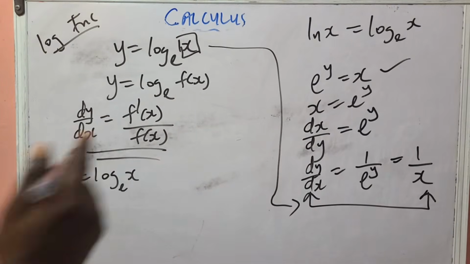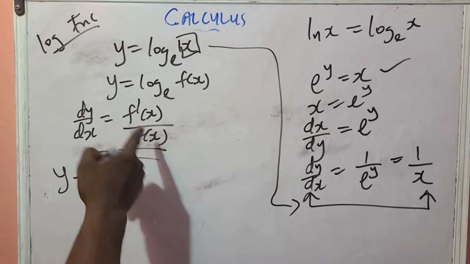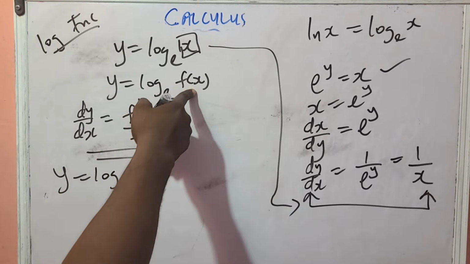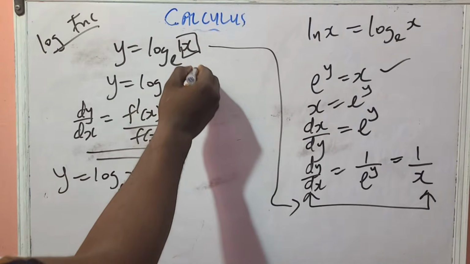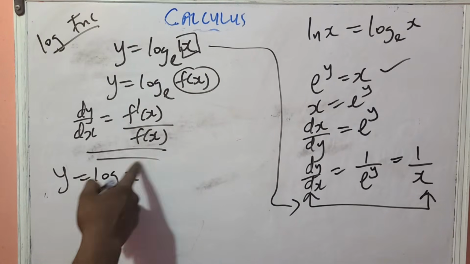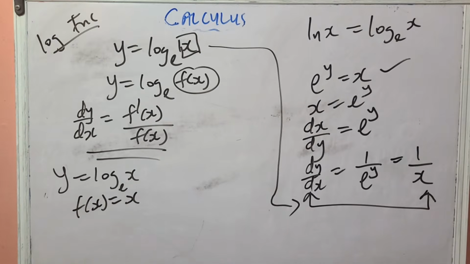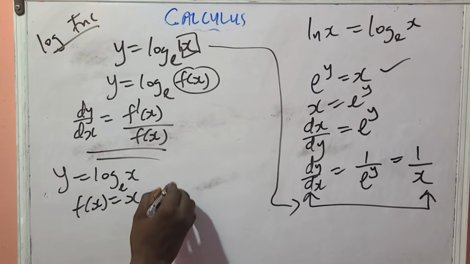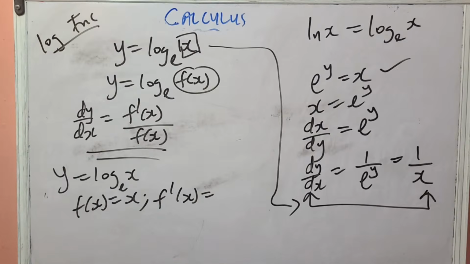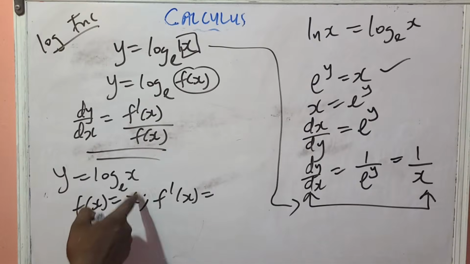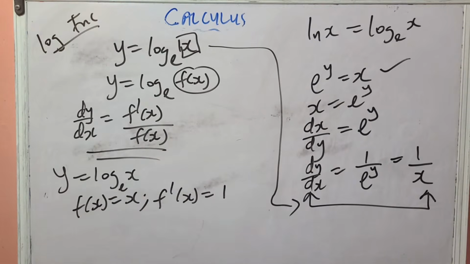Okay. Now, let's first of all identify what our f(x) is. Our f(x) here is x. You can see f(x) is whatever the logarithm was. So our f(x) here is what? x, right? We have identified that. So now, what is f prime of x? Of course, how are you differentiating? If I ask you to differentiate this, what's going to be your answer? Your answer will be 1.